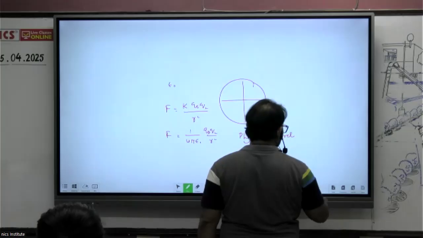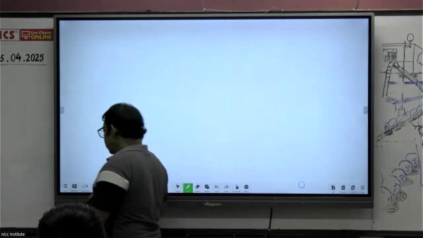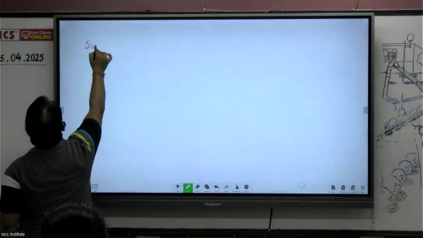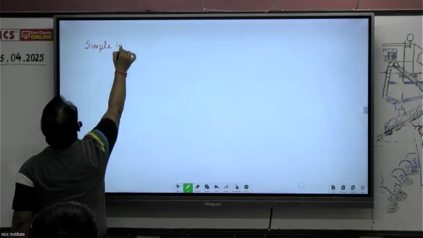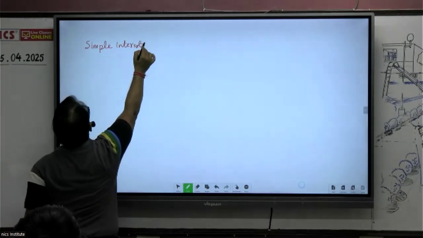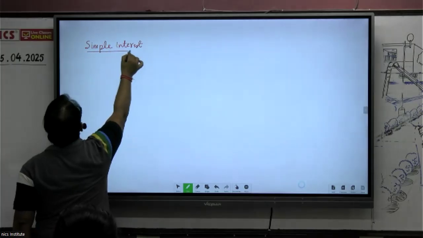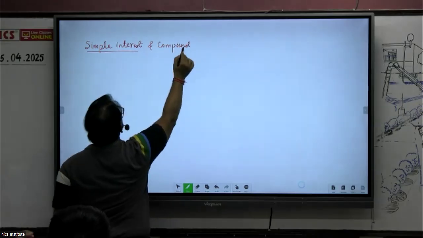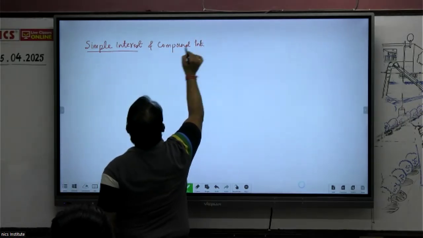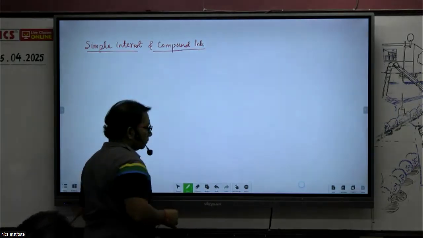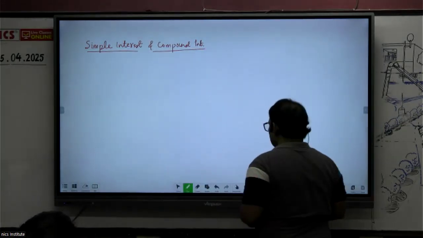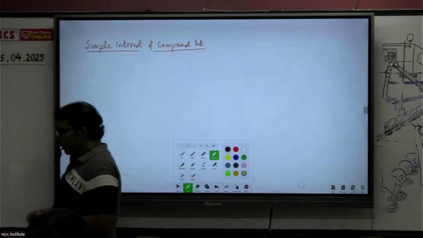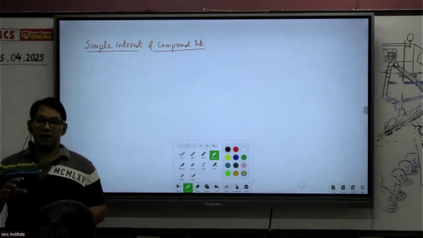So today we'll discuss simple interest and compound interest, right? And compound. In simple interest, interest is calculated on the principal only.